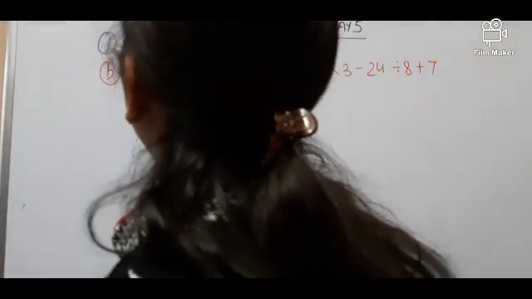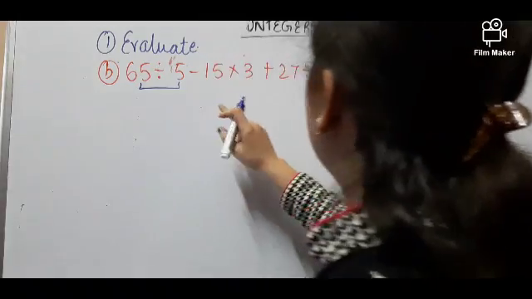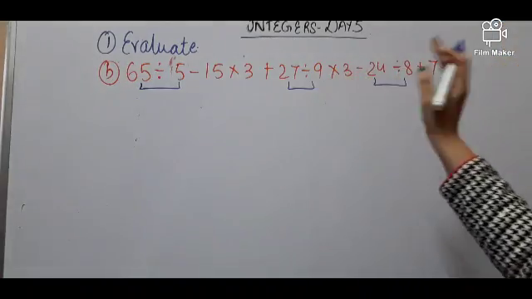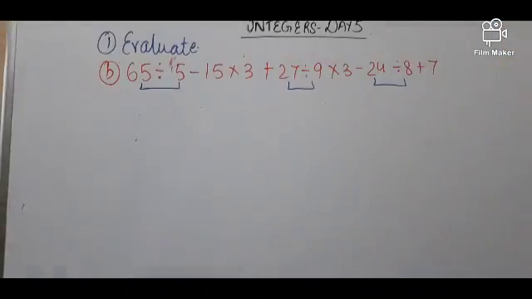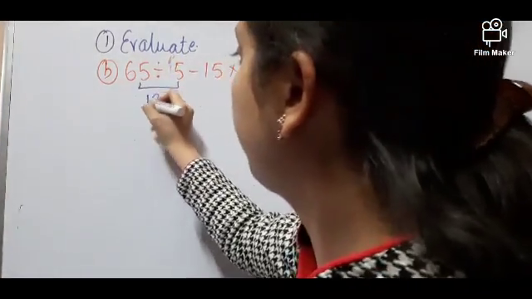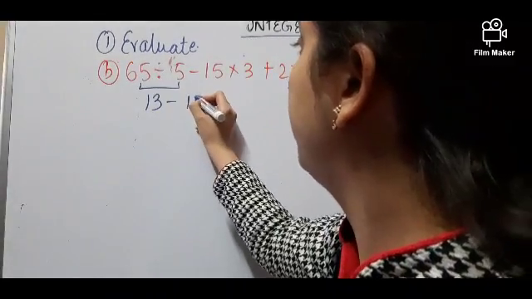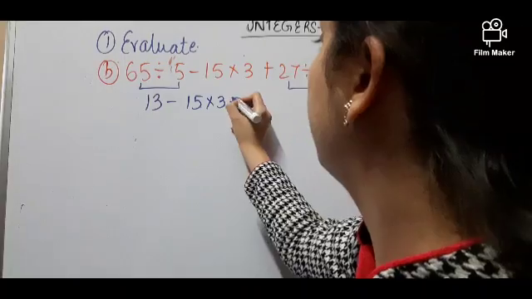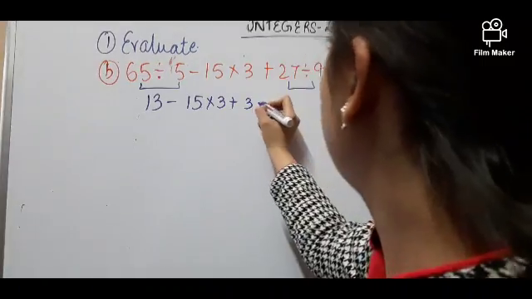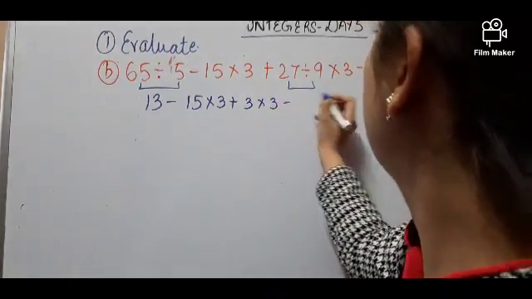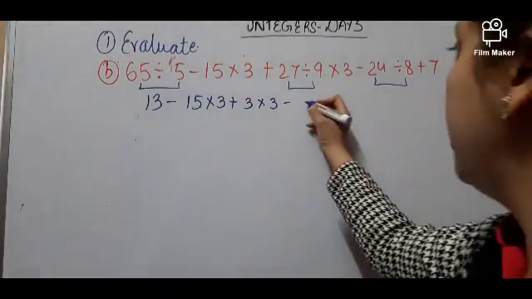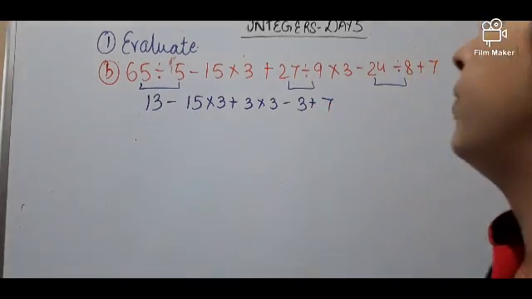First we will do division. See, there are 3 division signs in this question, so we will solve all the divisions in one step. So 65 divided by 5 will give you 13, right? Next we will write 15 times 3 plus 27 divided by 9, which will give you 3 times 3. Then 24 divided by 8 will give you again 3 plus 7.